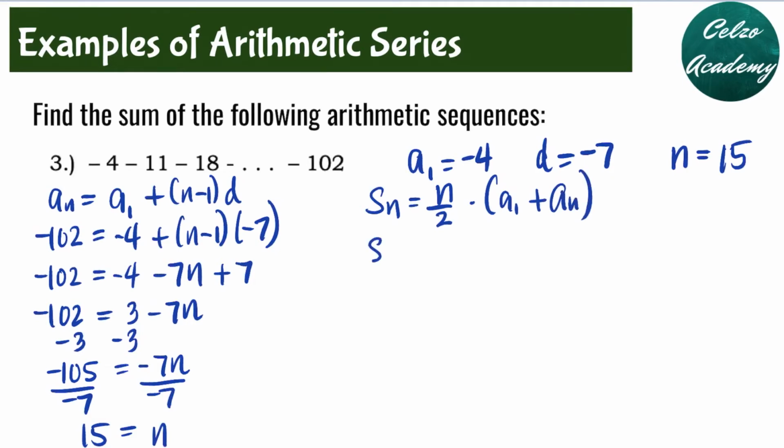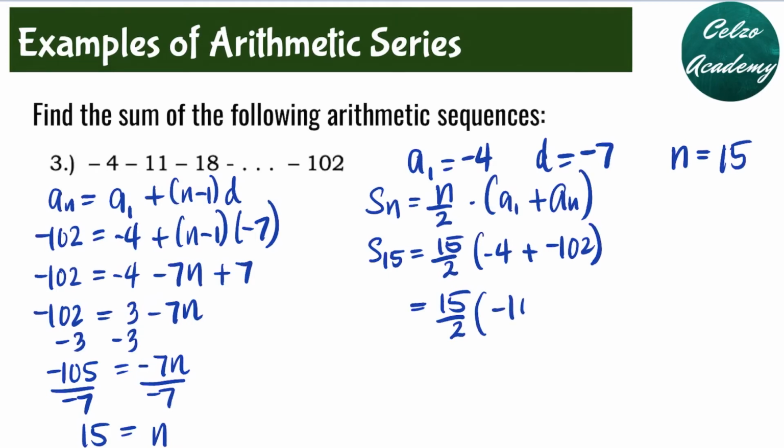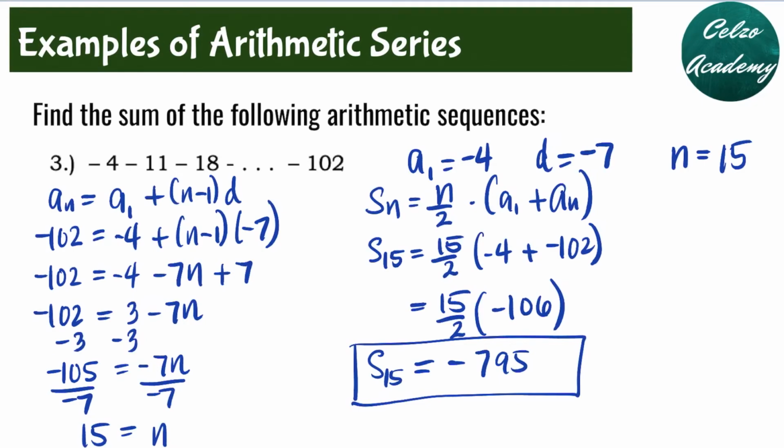Since we have 15 terms, we're solving for s sub 15. And that is 15 over 2 times a sub 1, which is negative 4, and the last term is negative 102. Simplifying this, we have 15 over 2 times negative 4 plus negative 102, which is negative 106. Simplifying further, 15 times negative 106 divided by 2 is equal to negative 795. This is the sum of the first 15 terms in this arithmetic sequence.